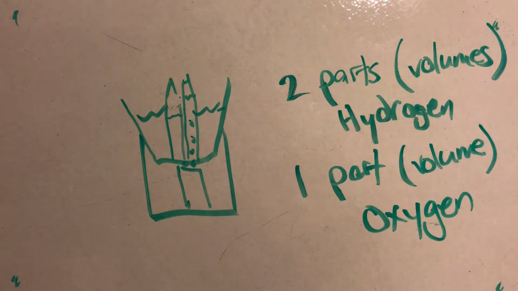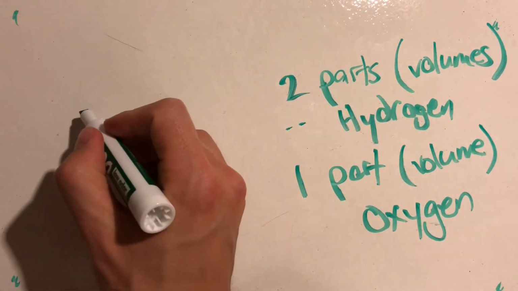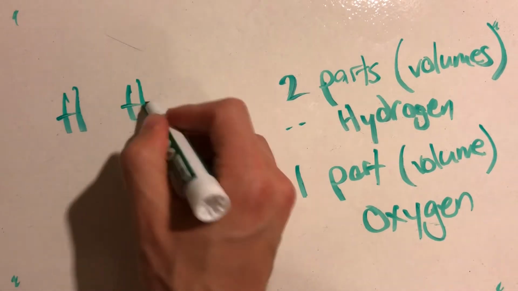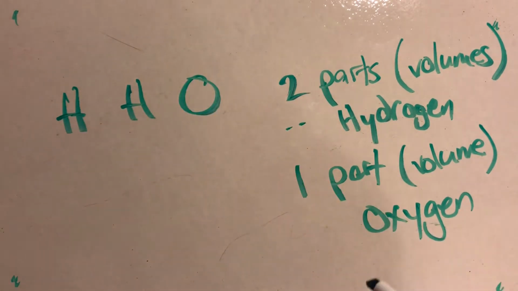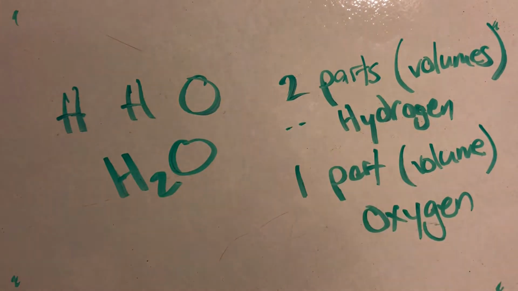Okay, so you can pause right here and try and remember, what did this ratio of 2 to 1 allow us to infer about the structure of a water molecule? What that allows us to infer is that a water molecule must have 2 hydrogen atoms, H, and 1 oxygen atom, O. So now we can say that the formula is H2O. But this is as far as our evidence has gotten us with regards to water so far.